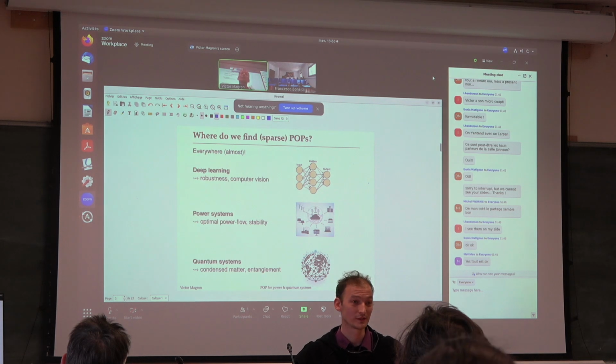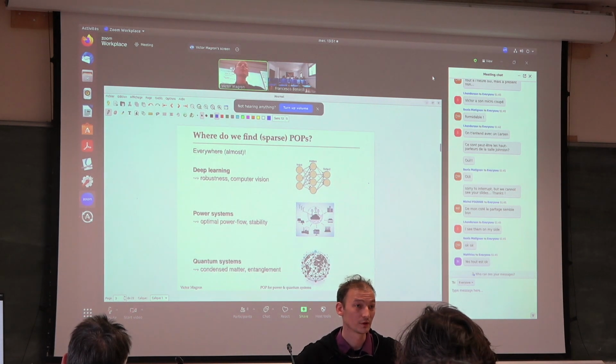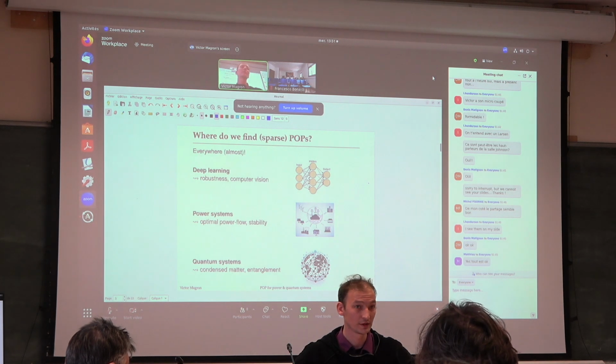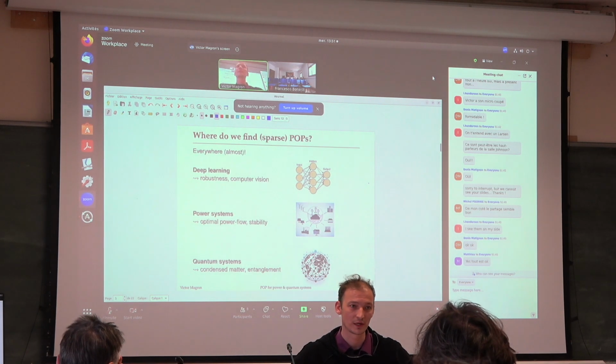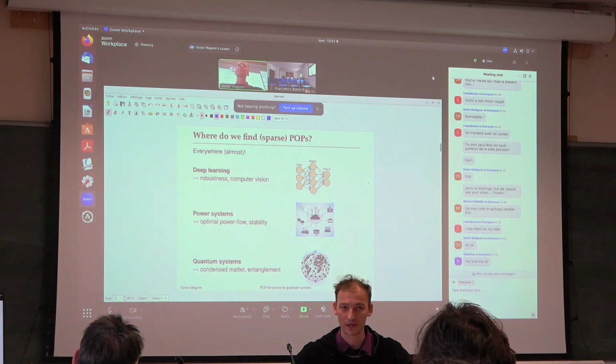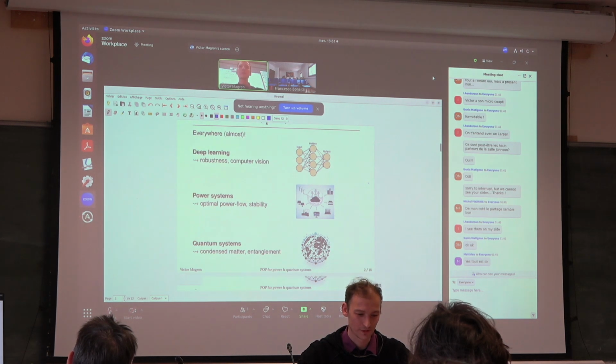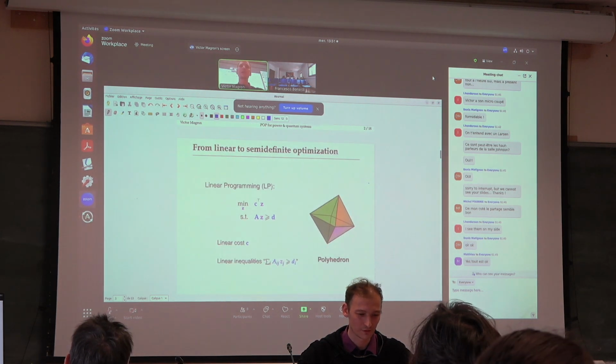Again, this is how we usually motivate the study of these problems, because these polynomial optimization problems, and in particular the sparse ones, are everywhere. You have them in deep learning applications, in power system applications, in quantum info applications. I will try to spend a bit of time on the 2 latter applications. Okay, so this was the official advertisement.